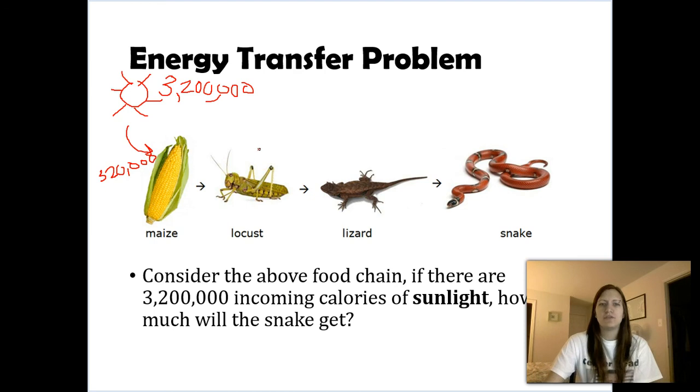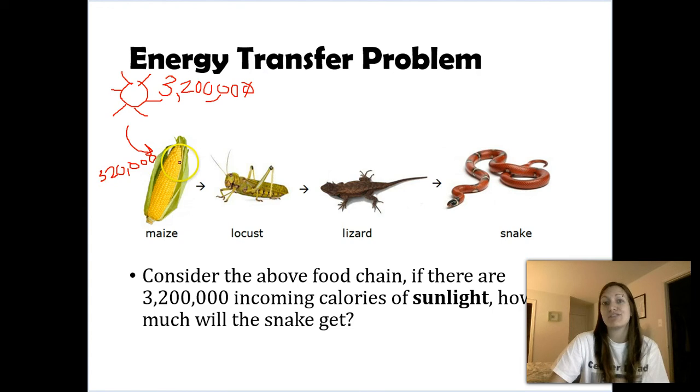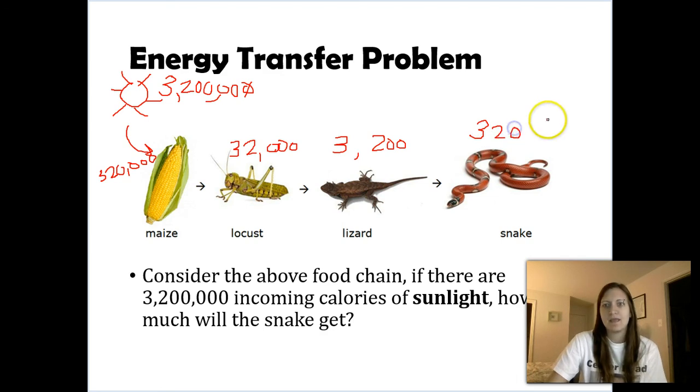If you didn't know, a really easy way to do 10% is you just get rid of that last digit. So this 3,200,000, if I got rid of that last zero, gave me 320,000. So do 10% to the locust, that's going to be 32,000 to the locust. If I go to the lizard, that's going to be 3,200 to the lizard. And then last but not least, our snake is going to have 320 calories.